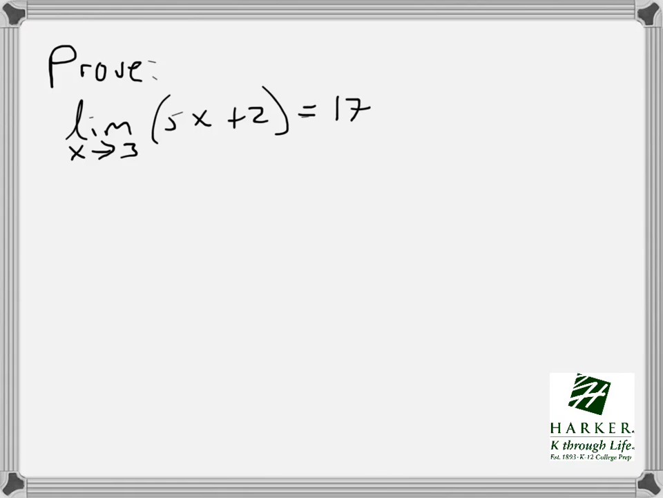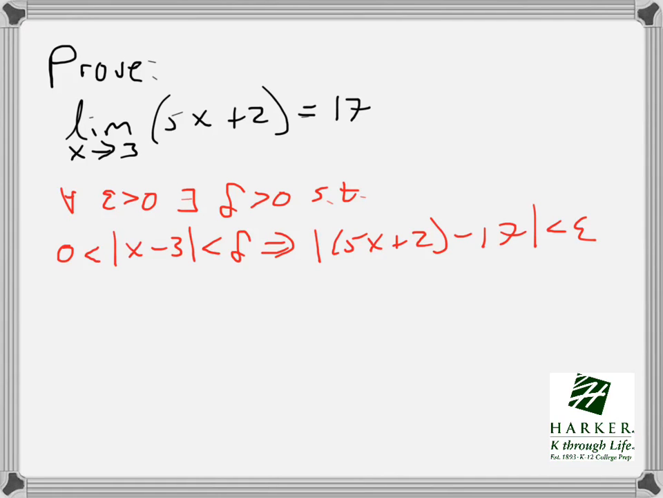So this video is all about proving a certain type of limit. So here we go. We want to prove that the limit as x approaches 3 of 5x plus 2 equals 17. I'm telling you the limit is 17. I'm going to prove it. So the first thing we need to do is to recall what it means to prove a limit.